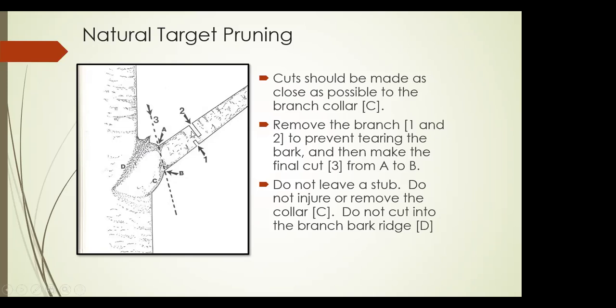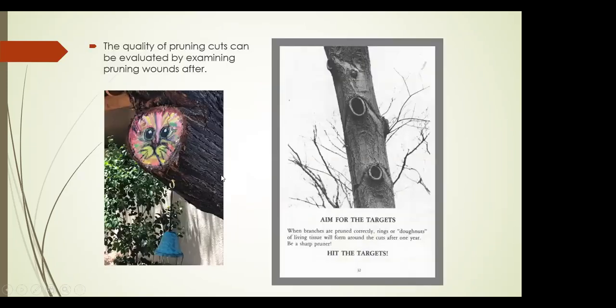If you cut it out here and leave a stub, the tree may not know that it's being attacked by a disease or that insects go right past this barrier. But if you cut it here, those chemicals get turned on and they do a better job of fighting off diseases and insects.